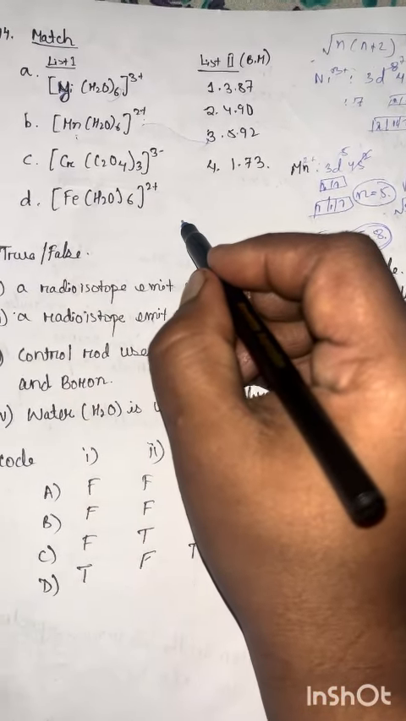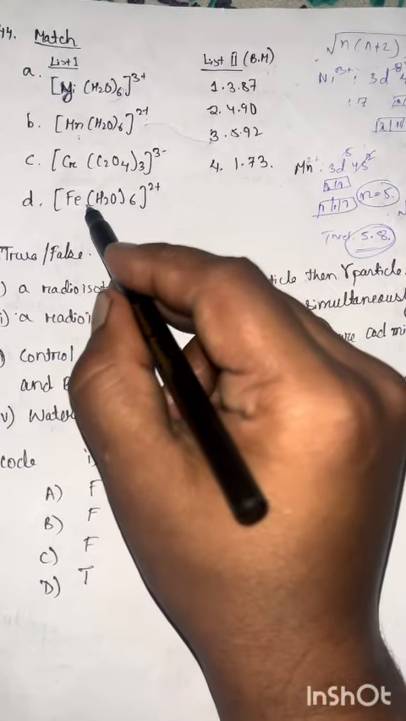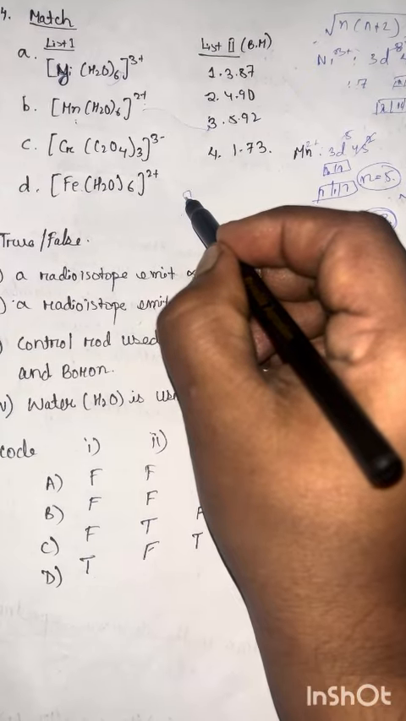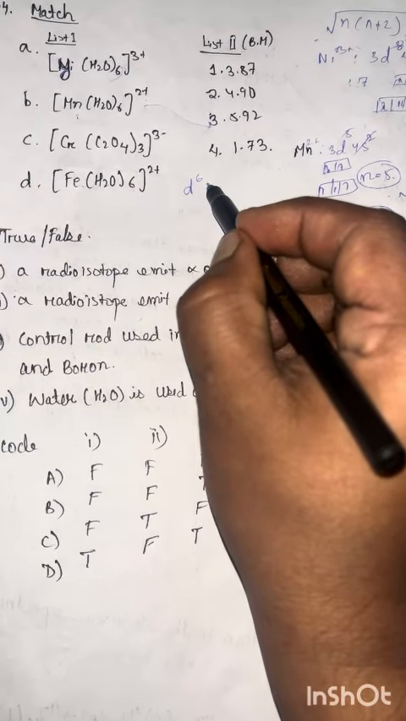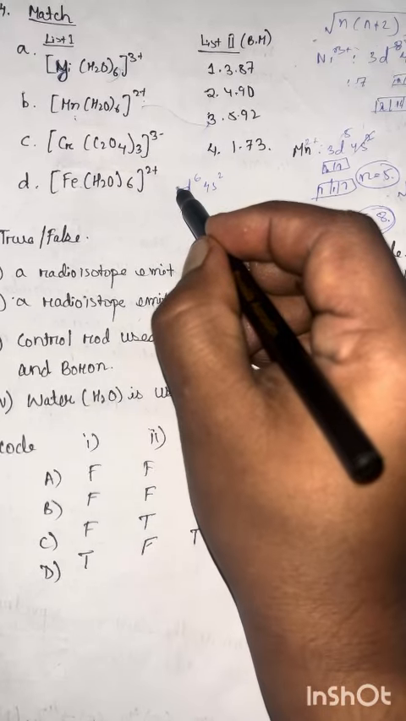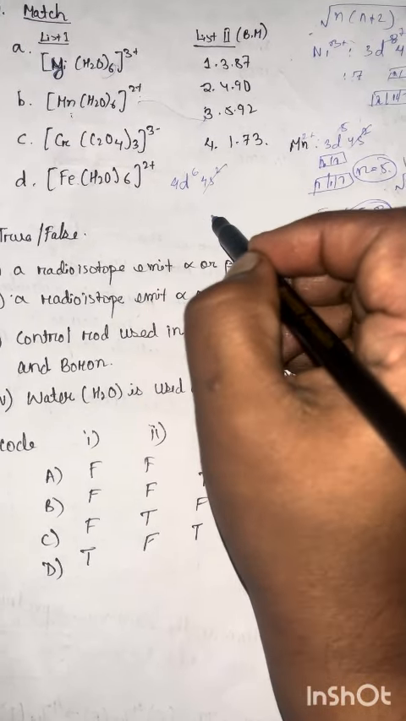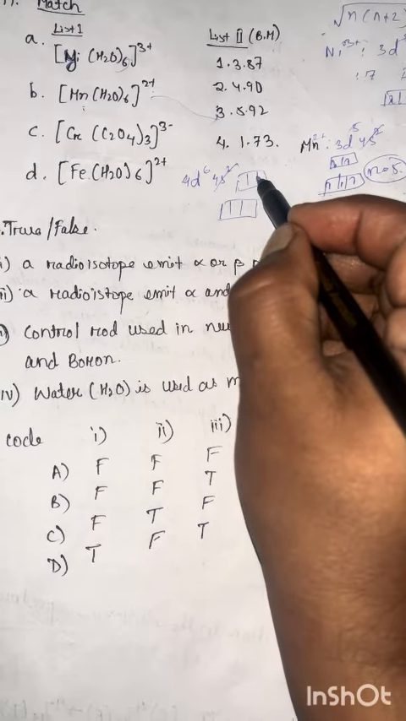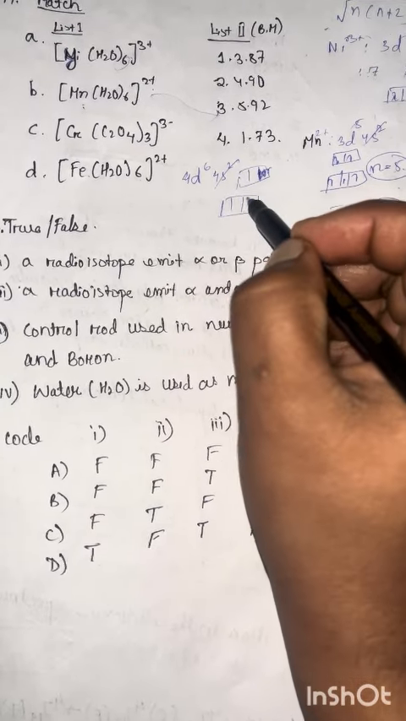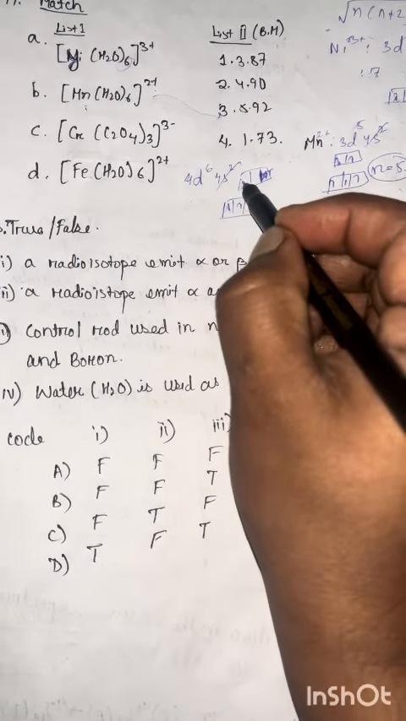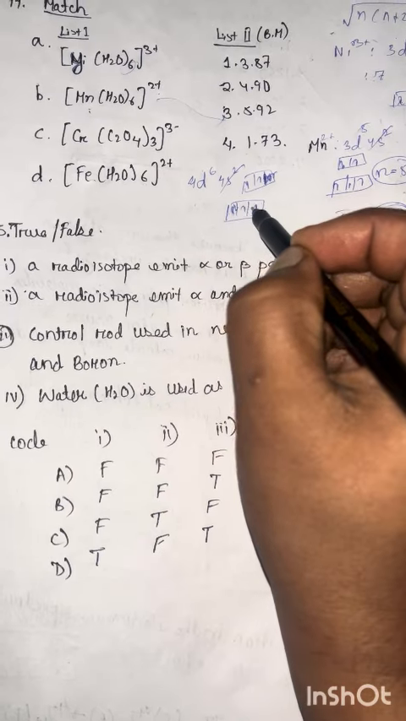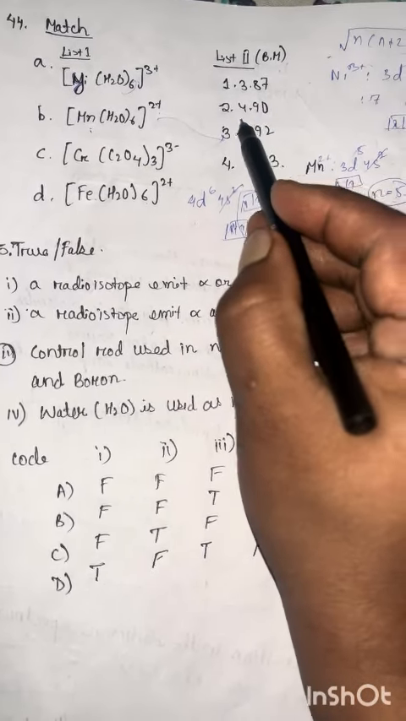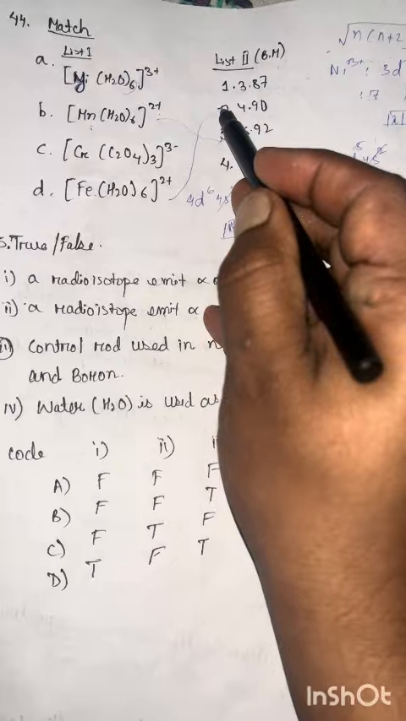Next you can check this also. You can check Fe2 plus. What will you get? 3d6 4s2, right? Then 2 plus gives d6, weak field ligand again, d6. Then 1 2 3 4 5 6, number of unpaired electrons is only 4. So what I said, 4 means 4.8, right? 4.8 is nearest to 4.9. So this will be this.